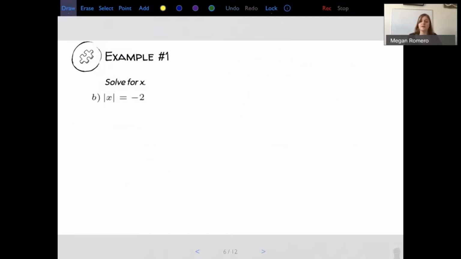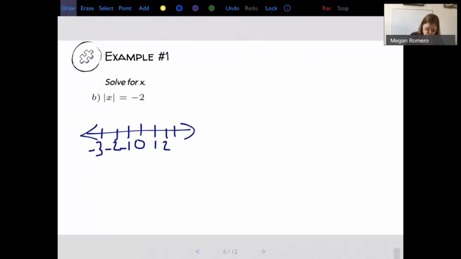Example 1, part B, solve for x. So here we have absolute value of x equals -2. If I were to draw a number line, we're saying that the distance from 0 is -2. Now don't confuse distance with position. This is at -2, that's its position, but it's not -2 units away from 0, it's 2 units because our distance is positive. So in this case, the answer is no solution.